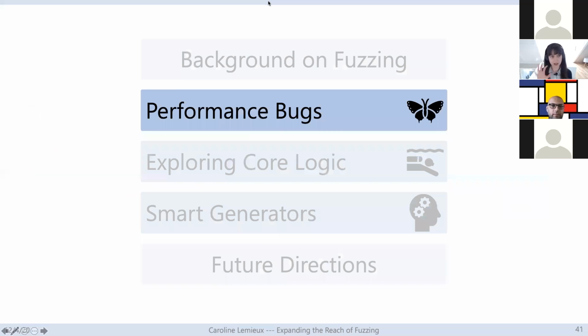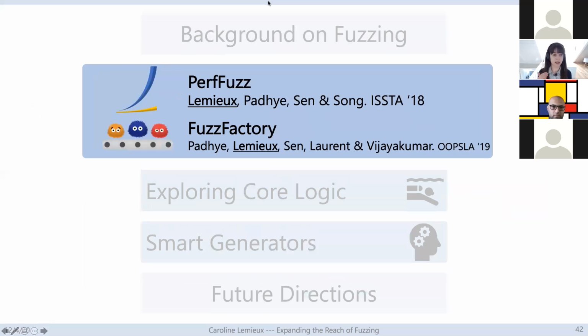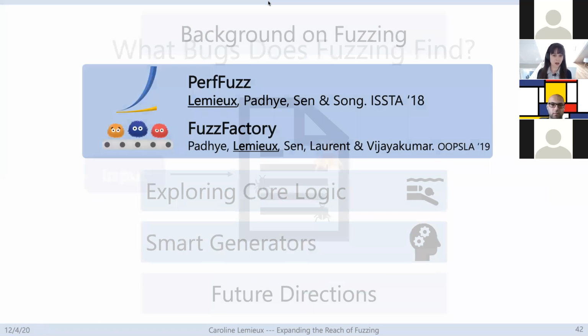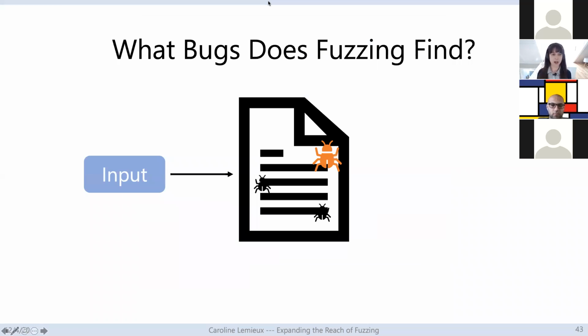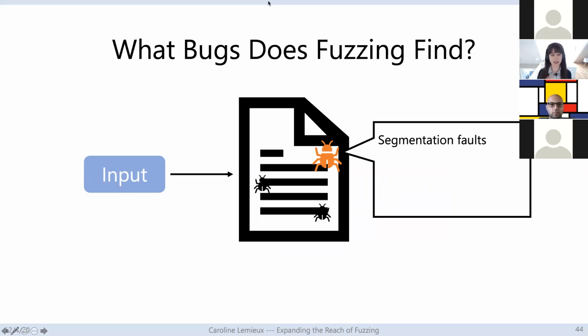So with that in mind, I'm going to start by talking to you about two papers. This is PerfFuzz and FuzzFactory. And the goal here was to find these kinds of performance bugs. Right, so typical fuzzing finds bugs that cause software to crash, things like segmentation faults, which are basically caused by a whole bunch of memory errors in C and C++, like null pointer dereferences and buffer overflows.